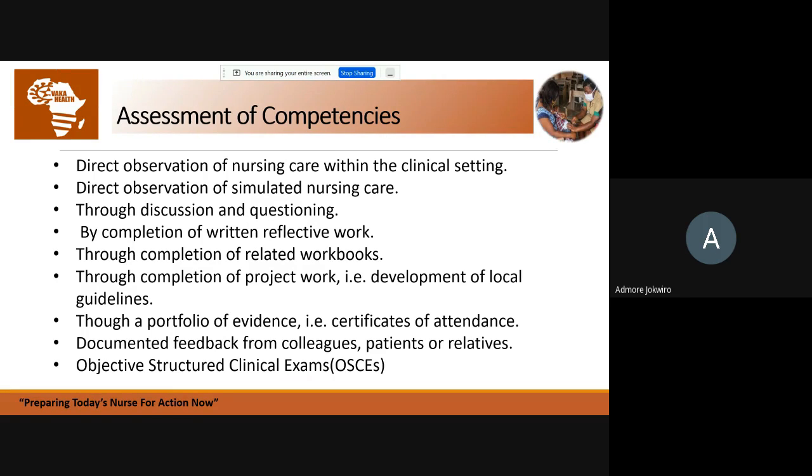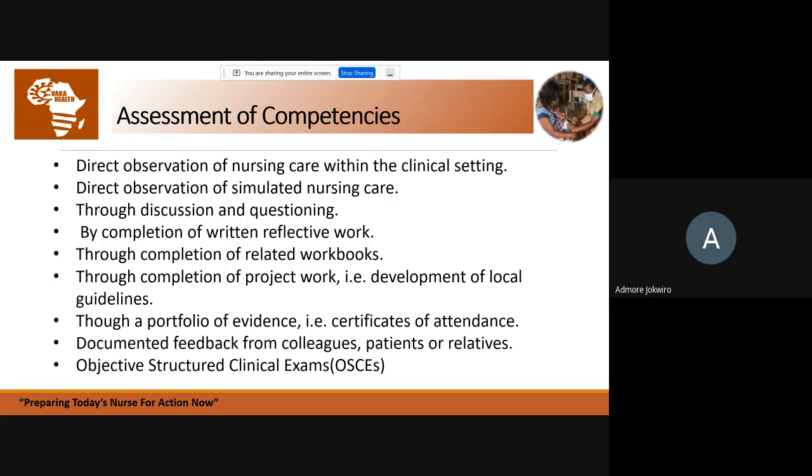Discussion forums, direct questioning, completion of reflective work, related workbooks, project work, guided projects, like a nurse can be asked to develop guidelines maybe for managing diabetes in the context of maybe the environment in Zambia or in Lesotho, for example. And that can actually be an assessment of a competency. Then having a portfolio of evidence, like attending other workshops and everything else, this can be accredited for units.